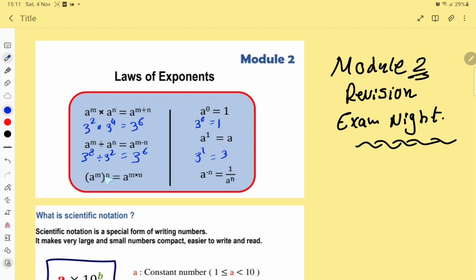A power m all to the power n, whenever it is 3 power 2 all to the power 6, we multiply the powers. So 3 power 2 times 6 is 12.